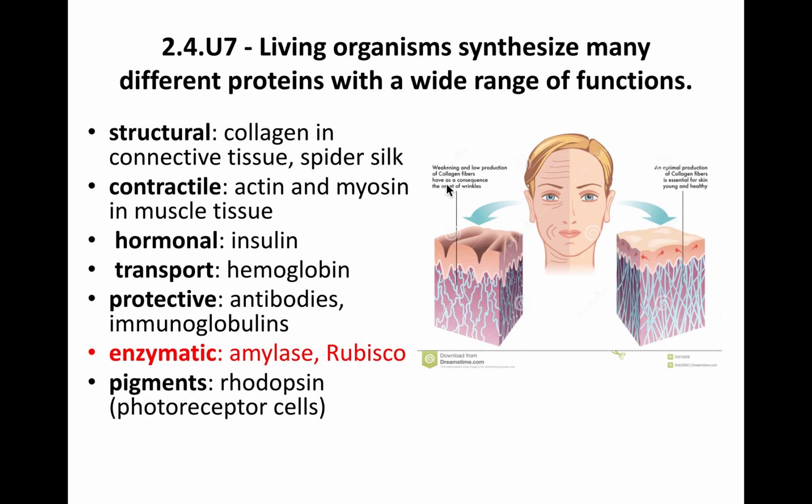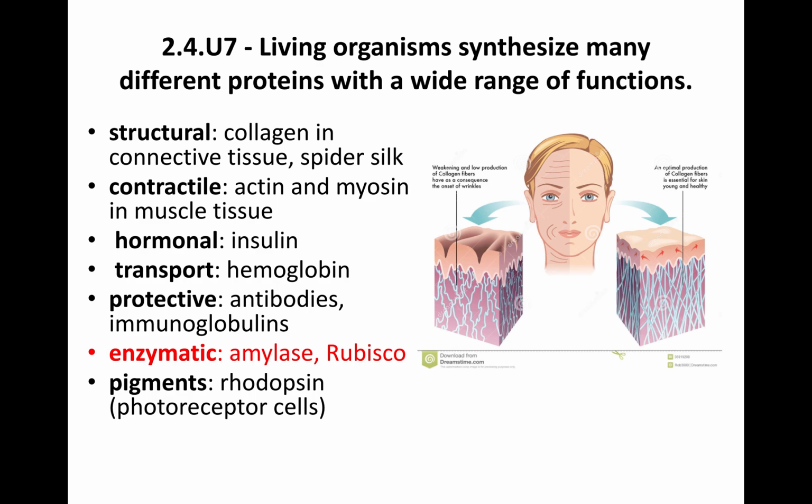And now that protein is functional, and it can do its job because its structure determines its function. Living organisms synthesize many different kinds of proteins with a wide range of functions. Just to name a few, structural proteins like collagen, this picture shows that. It's what makes our skin stay tight. Spider silk is another example of a structural protein. Contractile proteins like actin and myosin are in our muscle tissues and help us move. They make our muscles create action.